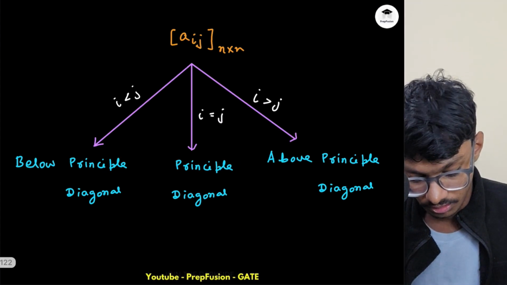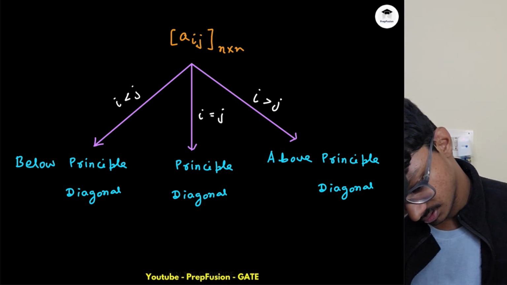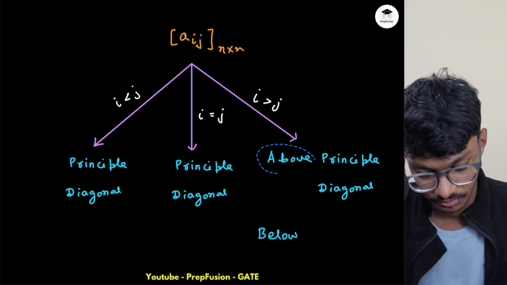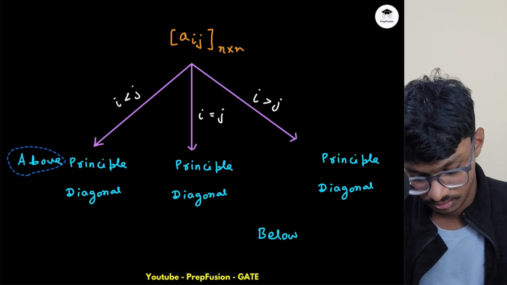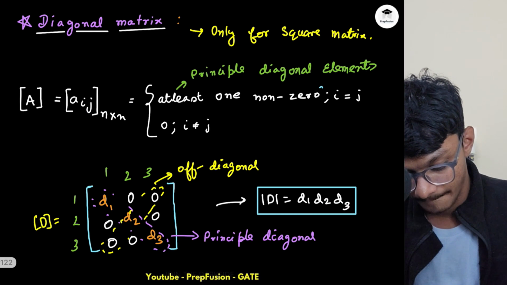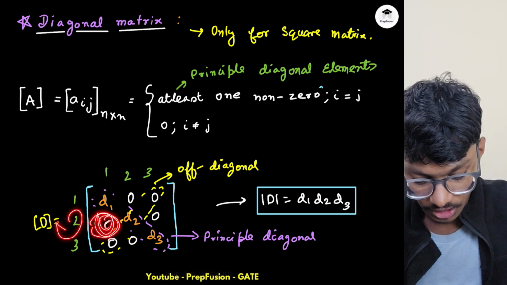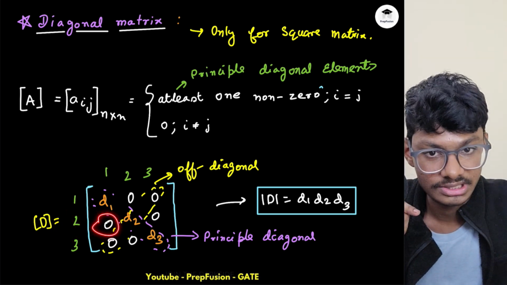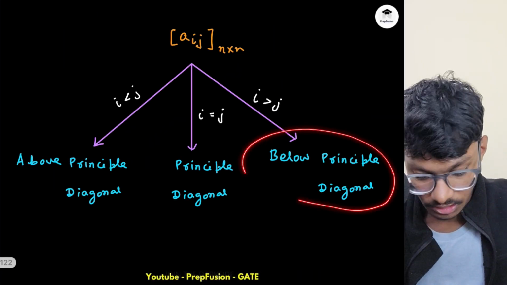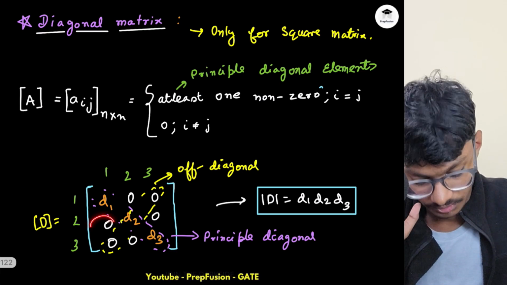Okay, I made a mistake over here. Actually, I'm correct. This should be below the principal diagonal element, where my row number is greater than my column number. I'm talking about this element. Is it below or above the principal diagonal element? It is below the principal diagonal, since the row is greater than the column.